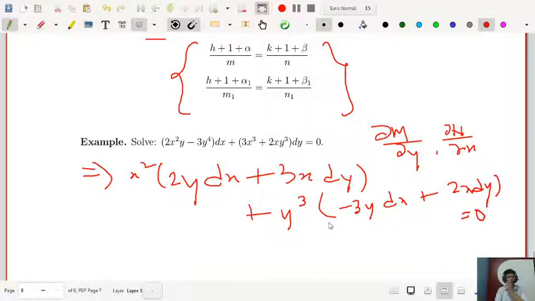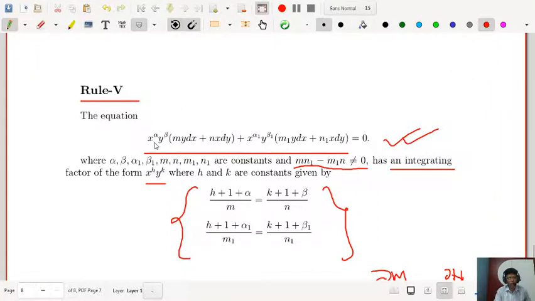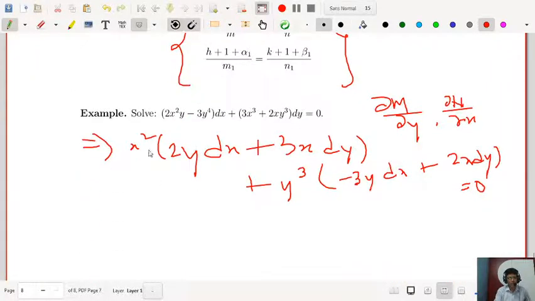This is rule 5. So look at that, it is of the form x to the power alpha, y to the power beta. There is no y in the first term, so y to the power is 0. That is why you are getting 1 here. Here there is no x, so x to the power 0.